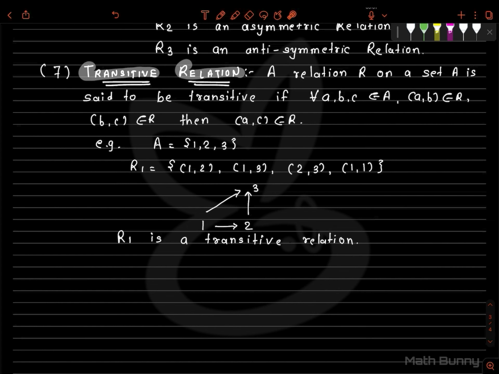The last property is transitive relation. A relation R on a set A is said to be transitive if for all a, b, c belonging to A, if (a, b) belongs to R and (b, c) belongs to R, then (a, c) also belongs to R. For example, one relation is defined as R1 is equal to {(1,2), (1,3), (2,3), (1,1)}. Here you can see 1 is connecting to 2, 2 is connecting to 3, so 1 connecting to 3 is also present. (1, 2) belongs to R1, (2, 3) belongs to R1, (1, 3) also belongs to R1, then it is called transitive relation.